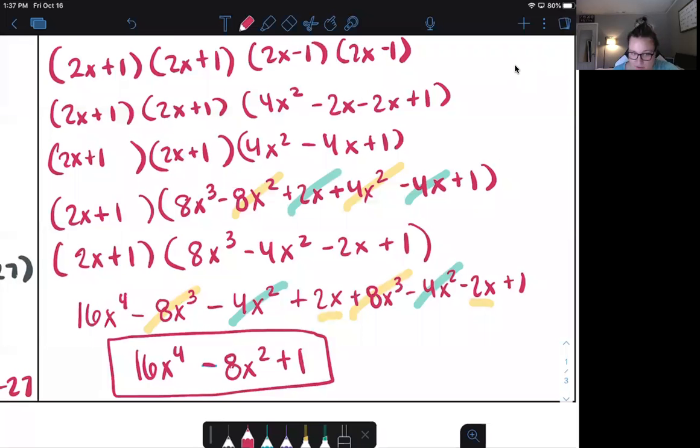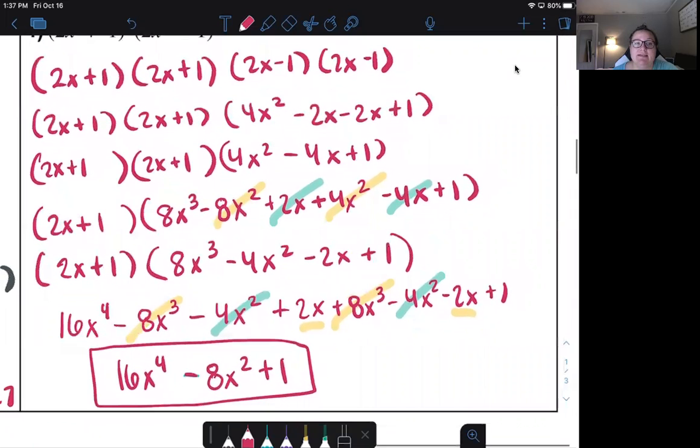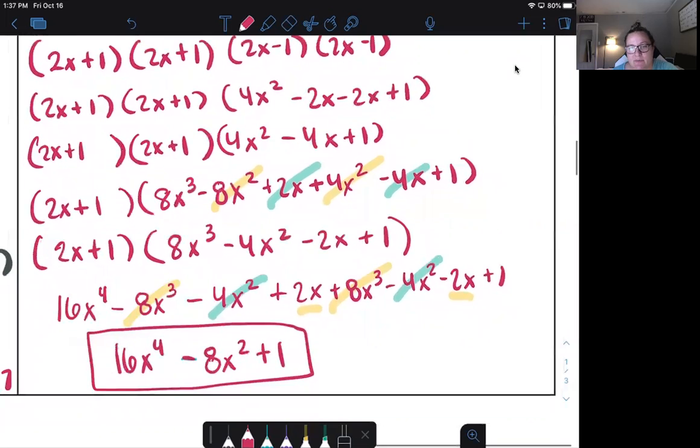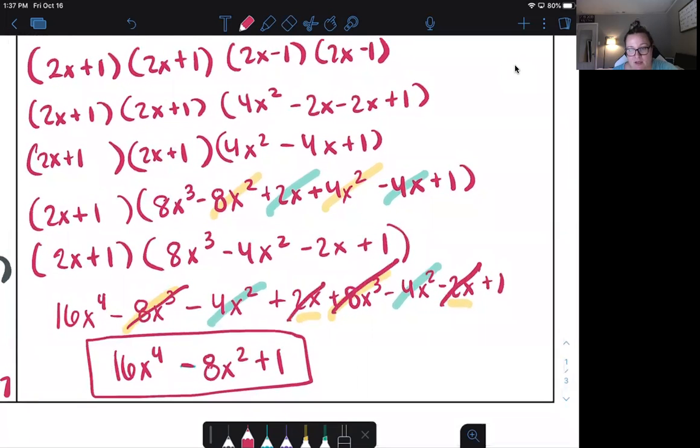So my final answer is 16x to the fourth minus 8x squared plus 1. So what ended up happening was negative 8x cubed cancels positive 8x cubed. 2x cancels negative 2x. So we're only left with 3 terms in our final answer. And you can check my work against yours and see if it matches up at each step. If you got a different answer, see if you made a mistake. I don't think I made a mistake, but I guess we'll find out.